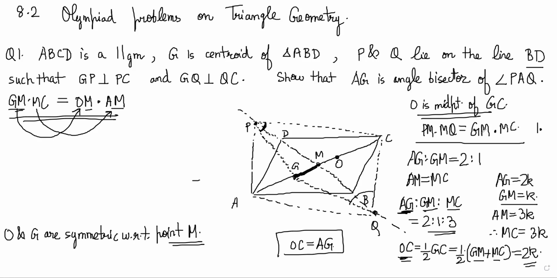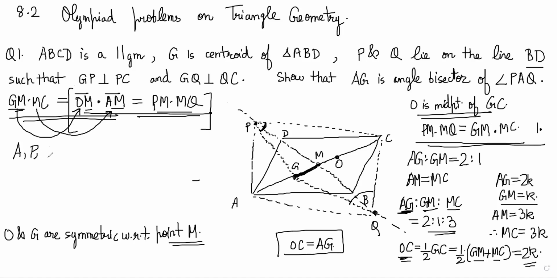And we already had GM into MC is equal to PM into MQ from 1 here. So we get PM into MQ is equal to OM into AM, right? This is what we are getting now, a new result, right? Now this implies that A, P, O, Q are concyclic points.